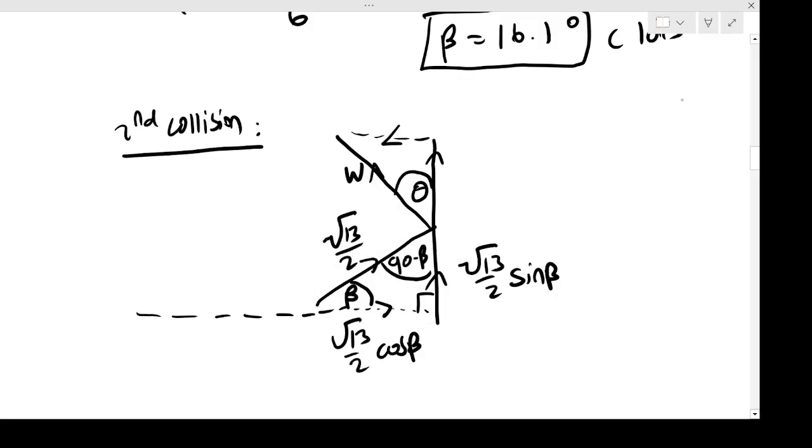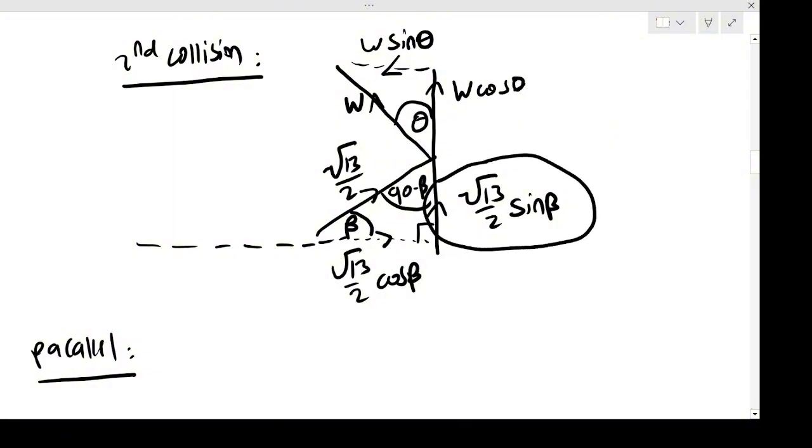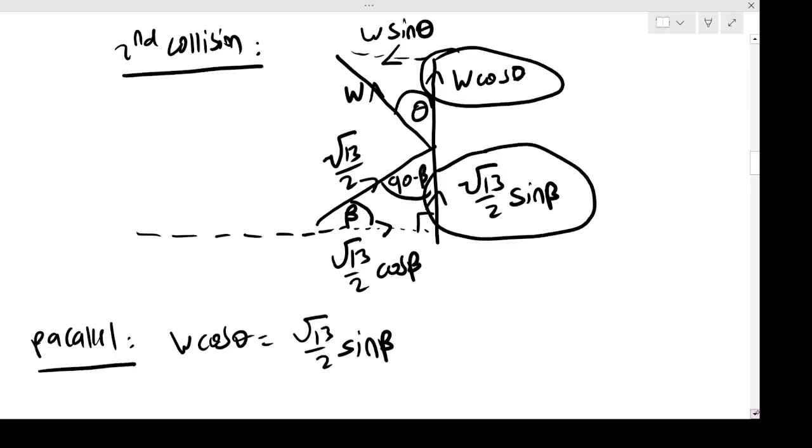Then as for up here, this is going to be W cos theta and then W sine theta here. And there we are. Now, if I look at my parallel components, this is parallel to the wall, the vertical wall. So the parts that are parallel or along the wall are this part and this part here. So W cos theta is going to equal root 13 over 2 sine beta.